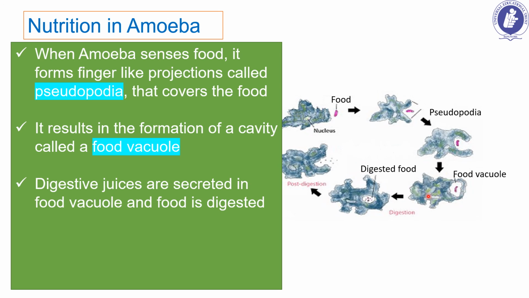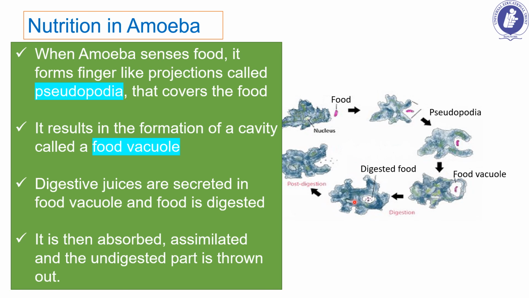Once the food vacuole has formed completely, digestive juices are secreted into the food vacuole and the food is digested. After digestion, what is the next step? Yes, absorption. Afterwards, the nutrients are absorbed and the soluble substances are assimilated. That means they are transported to all the parts of the body, and then finally the undigested part is thrown out. This is how nutrition happens in amoeba.